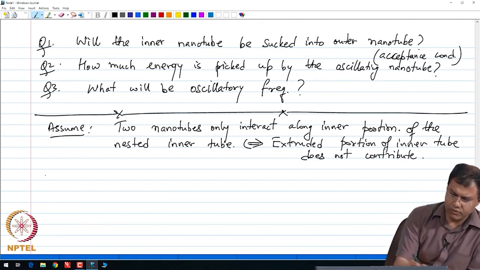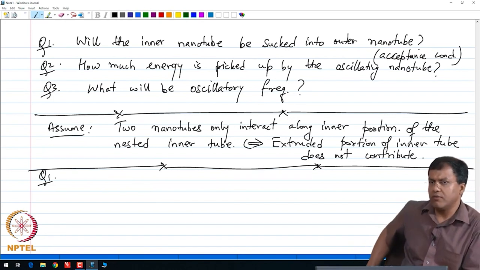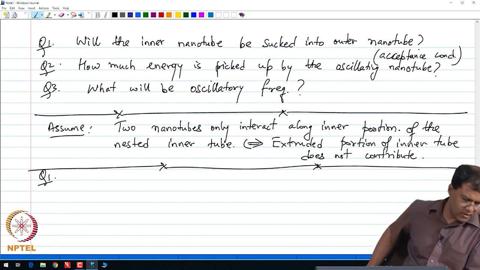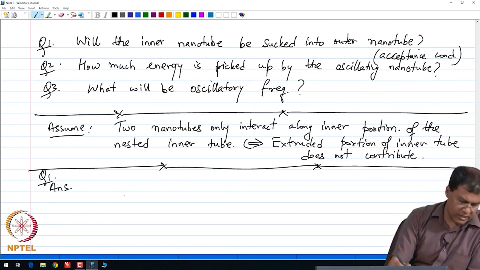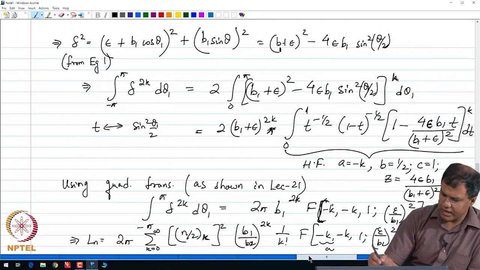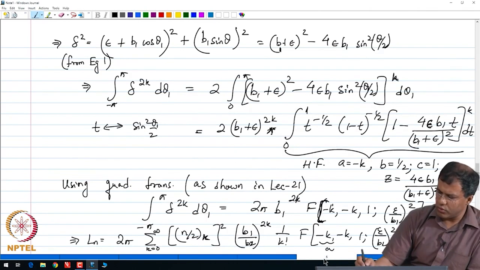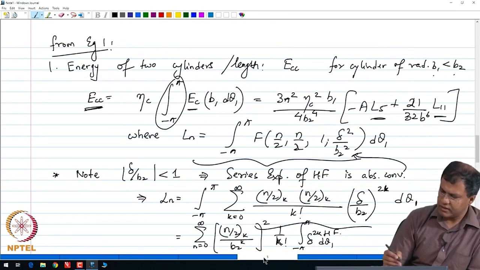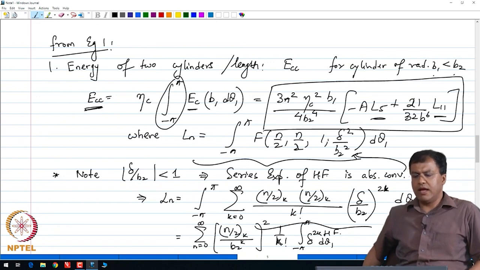So, let us start answering all these questions. The first question is the acceptance criteria: will the nanotube be sucked into the outer one? The answer is yes, as long as the interaction energy is negative, or attractive. So we need to consider the sign of the interaction energy. Consider E_CC. Notice that we have evaluated the interaction of these two nanotubes, and we call this cylinder-cylinder interaction E_CC. We find that it is equal to the following expression. The E_CC expression is this one here, which is a boxed expression. We will be using these expressions in the L format.